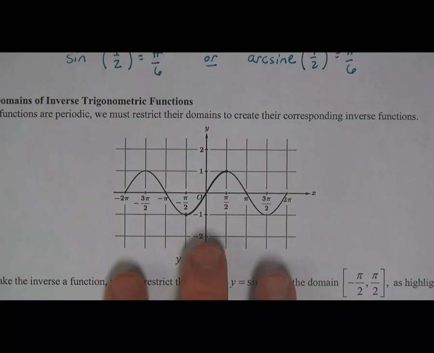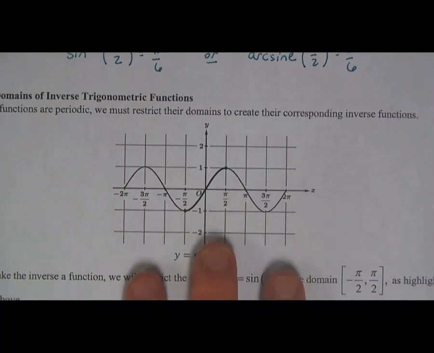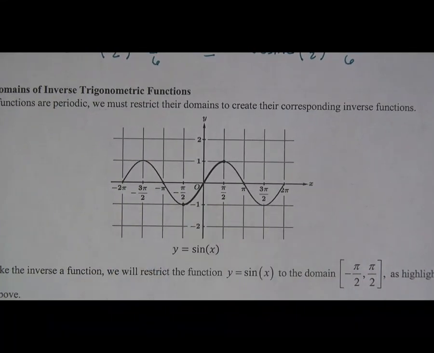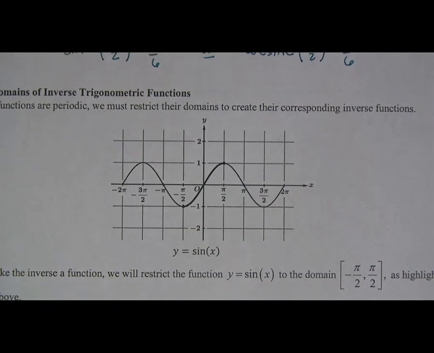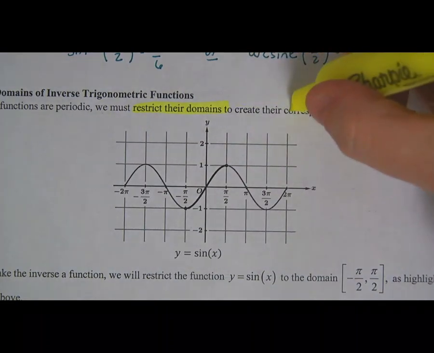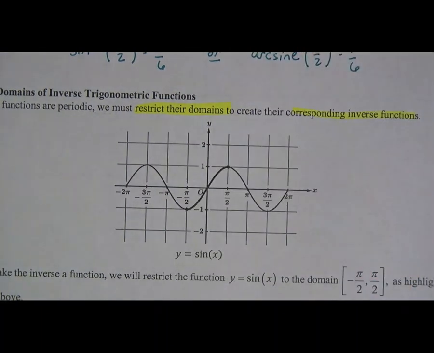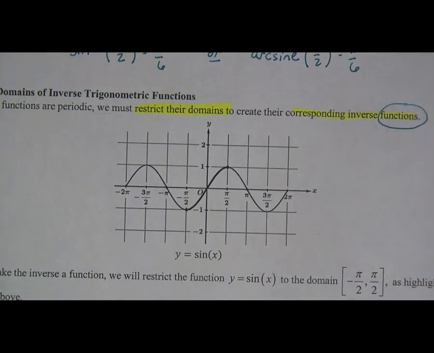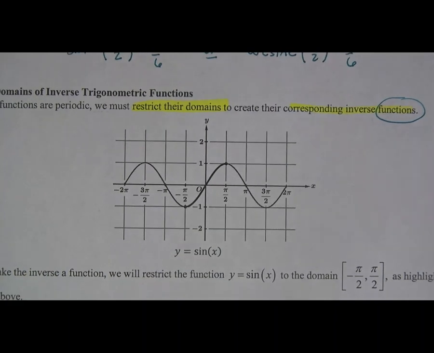Is this a sine function or a cosine function here in front of us? It's sine. How do you know that? It starts at the midline. It looks kind of like an S, and it says, because trig functions are periodic, we have to restrict their domain to create a corresponding inverse, the key word there being function. So when I first looked at this, I was wondering how I was going to explain why the domain has to be restricted.